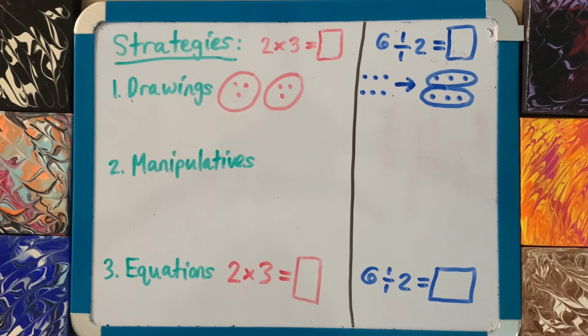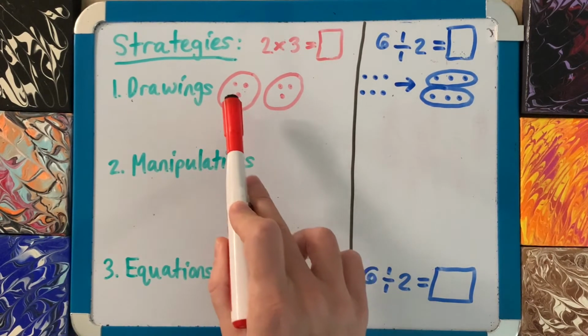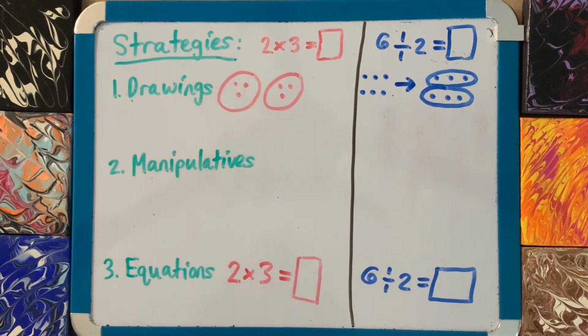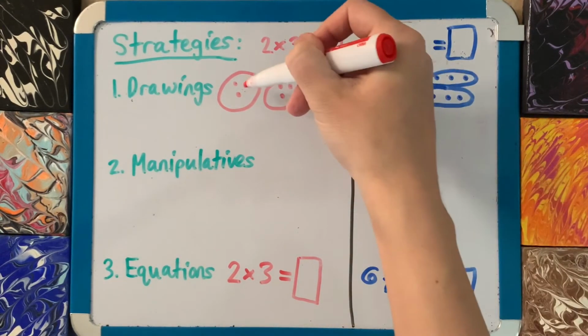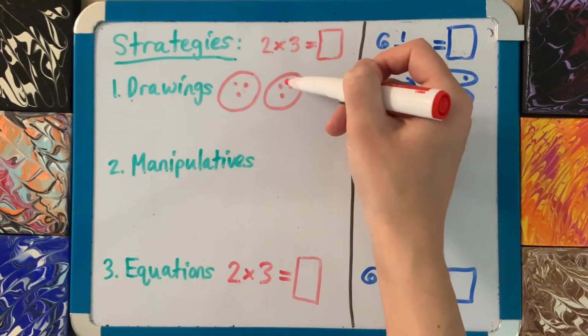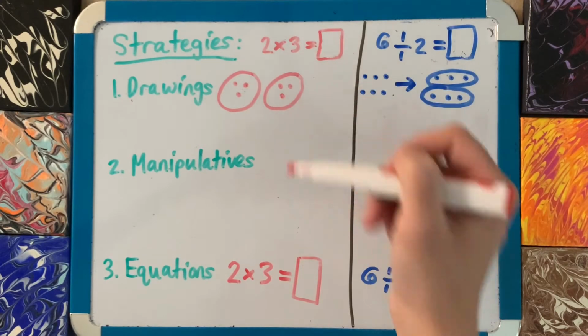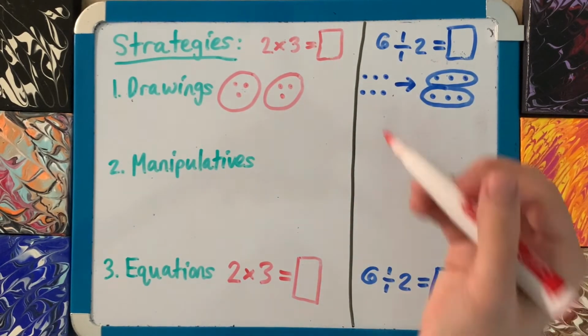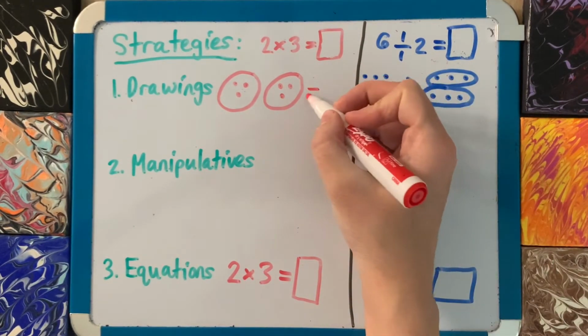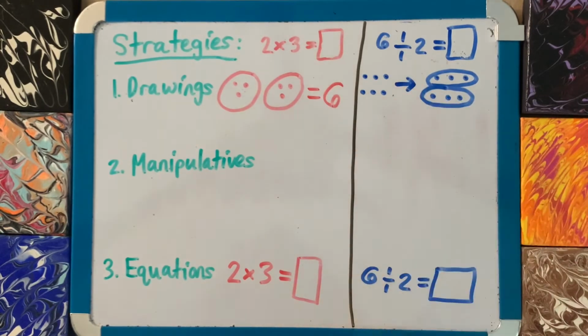Awesome. So now we have 2 groups of 3 dots in each group. All right, now it's time to add up all the dots to figure out our total. So we've got 1, 2, 3, 4, 5, 6 dots total. So 2 times 3 equals 6. So that's using our drawings method.